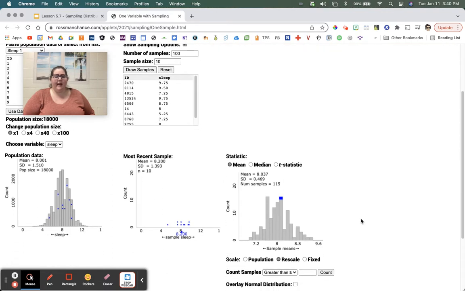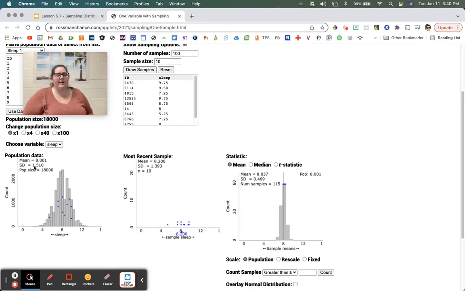Now it's kind of hard to tell, so I'm going to change the scale to be the same scale as the population just so you can see that visually. So the scale on the x-axis is the same as it is for the population. I can see that the spread is much smaller. The standard deviation of our population was 1.5, and the standard deviation of our sampling distribution is 0.4, right? So we can see that the spread got much smaller, but my mean stayed about the same. So 8, and now it's 8.03, right?